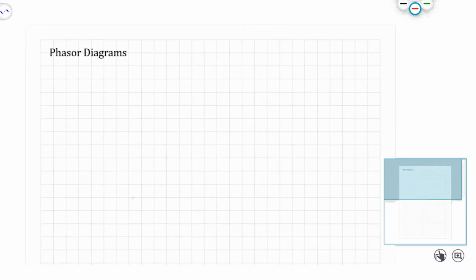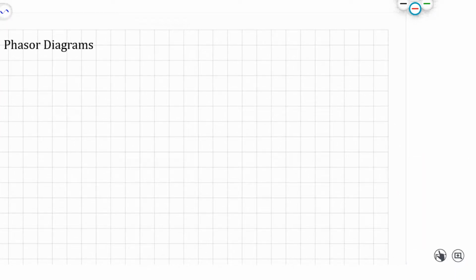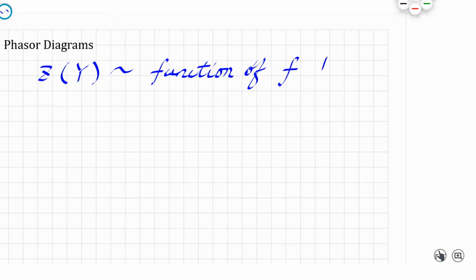Next, we want to look at phasor diagrams. One thing we wanted to make note of is that Z, and of course Y as well, are frequency dependent. They are a function of frequency. Be very careful about that. Now, if we make a table of it, we will make a comparison of Z and Y.